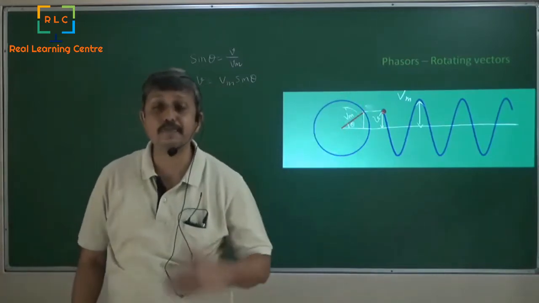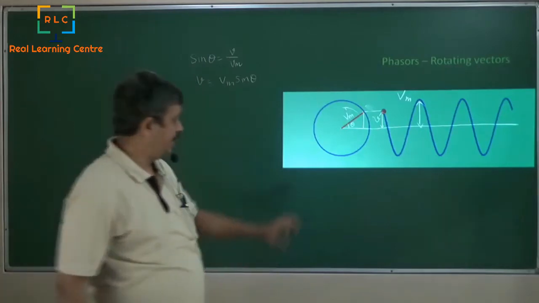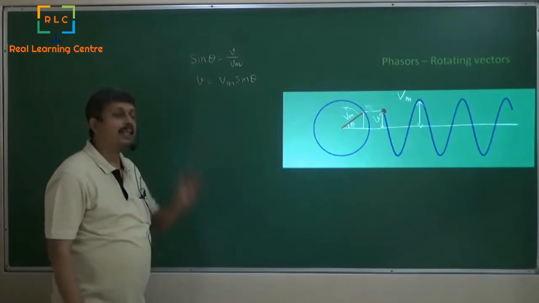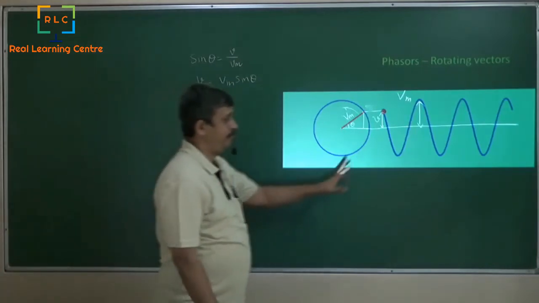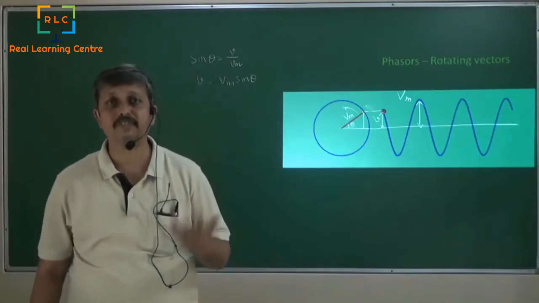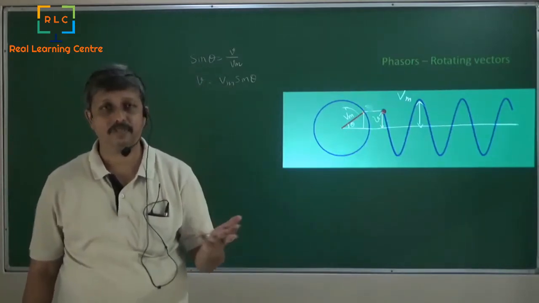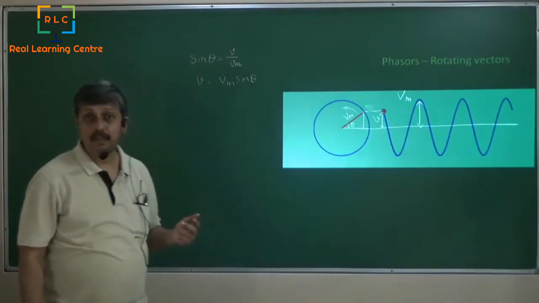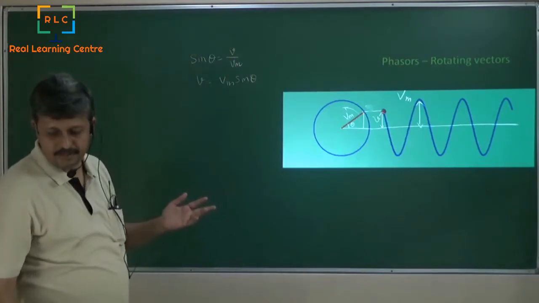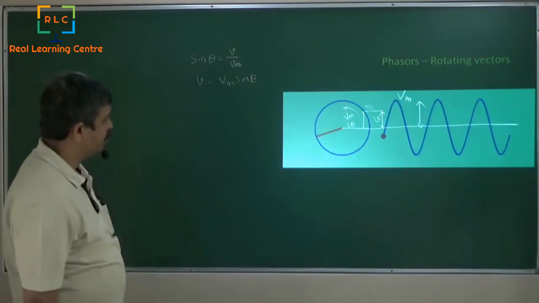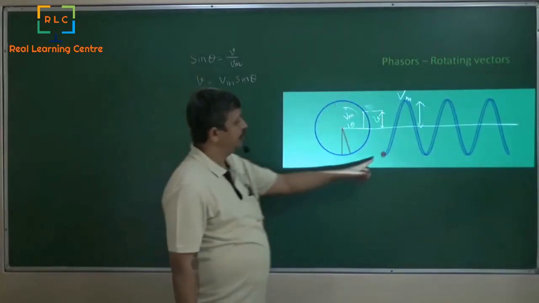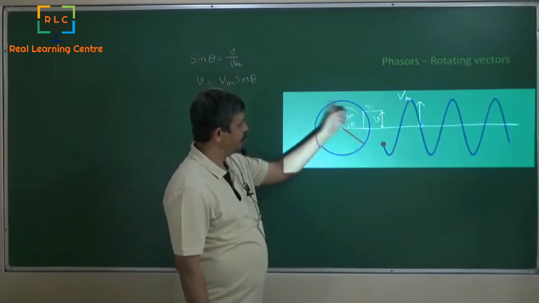You can specify this height as v = Vm sin theta, and that height is nothing but this wave. That height is a function of time, and that is the wave. It is Vm sin theta. Now you can very clearly see that if you make it rotate, this height keeps moving.